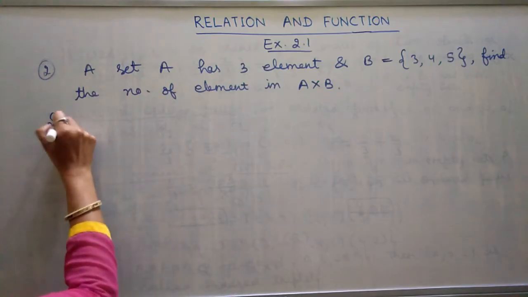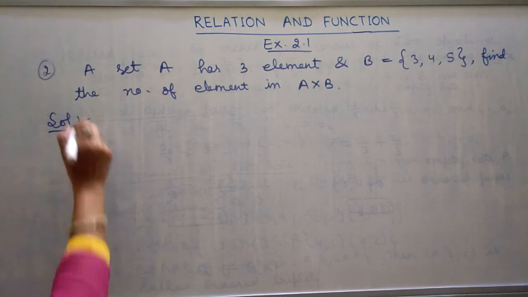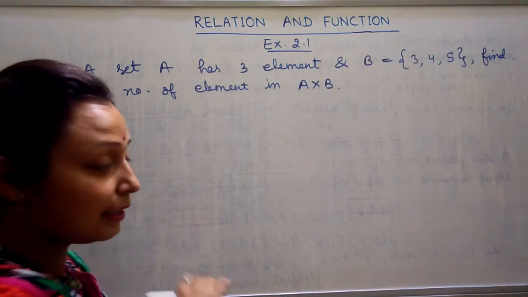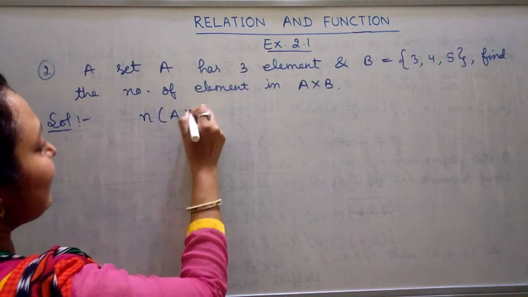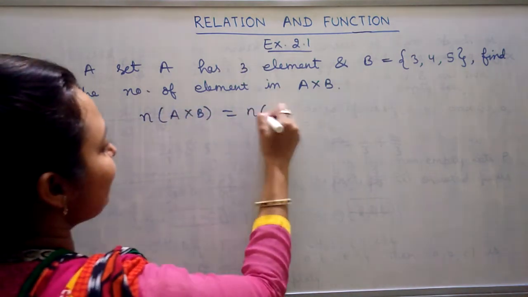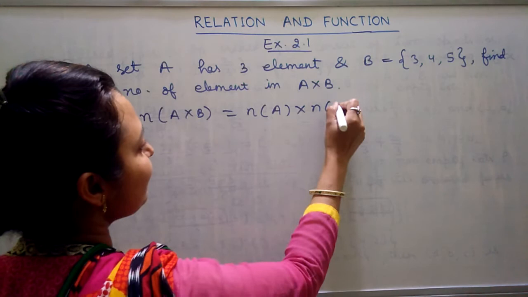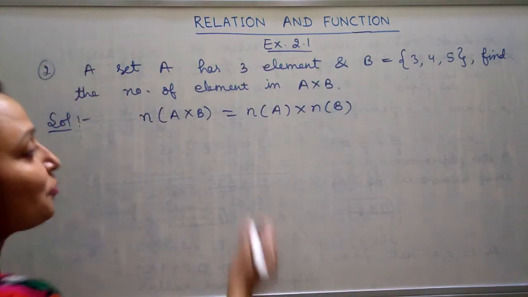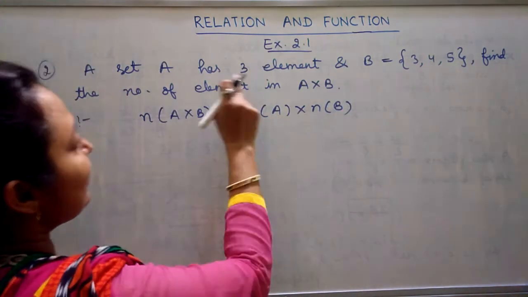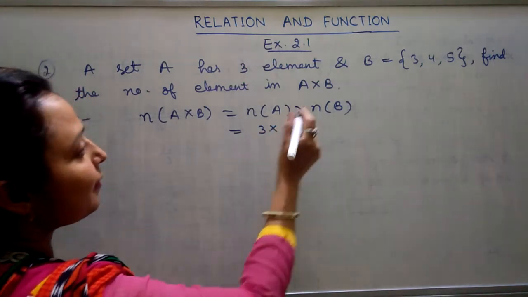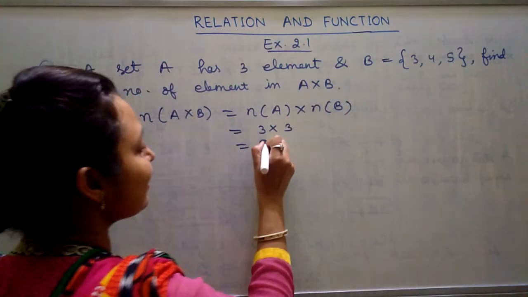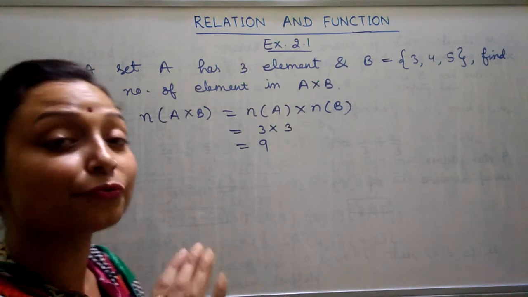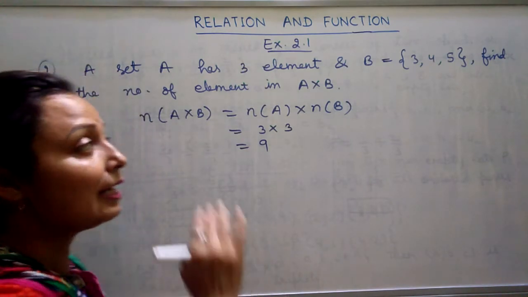So how can we find it? That is a very simple formula. I have told you earlier in the last two lines. The number of elements present in A cross B is the number of elements of A times the number of elements of B. Is it right? Okay. Now the number of elements of A is 3, and the number of elements of B is 1, 2, 3, 3 again. So it will equal 3 times 3, which is 9. So this is the very simple way to find the number of elements in A cross B.